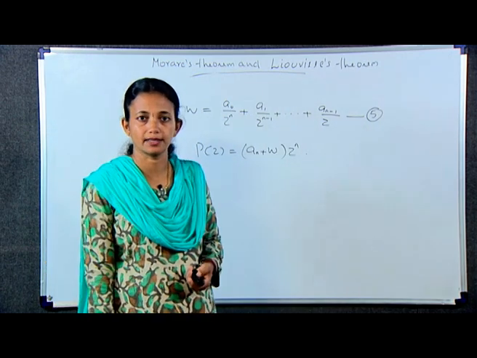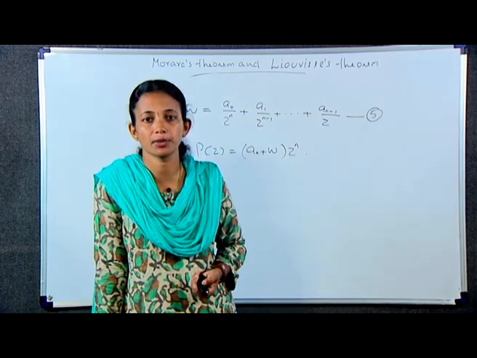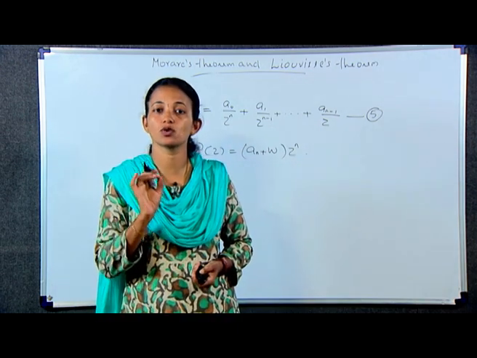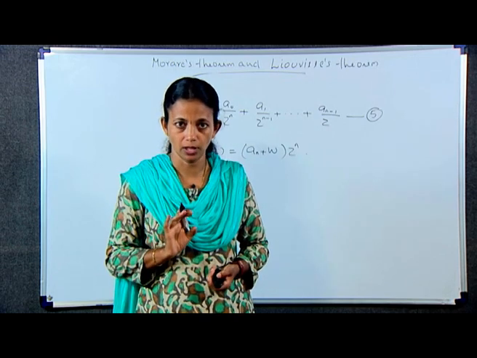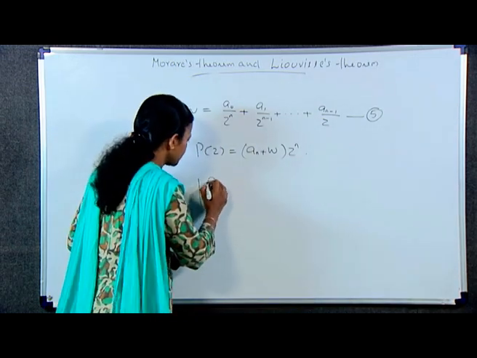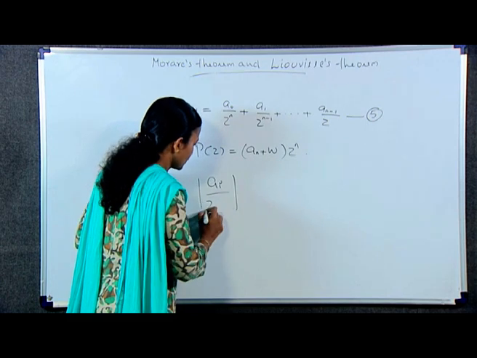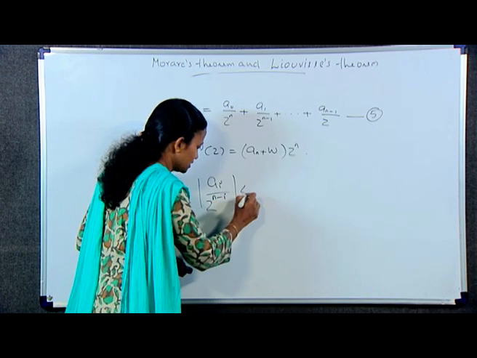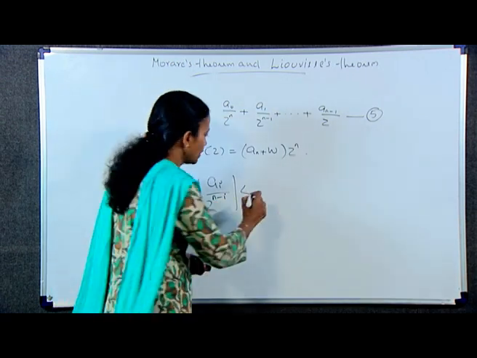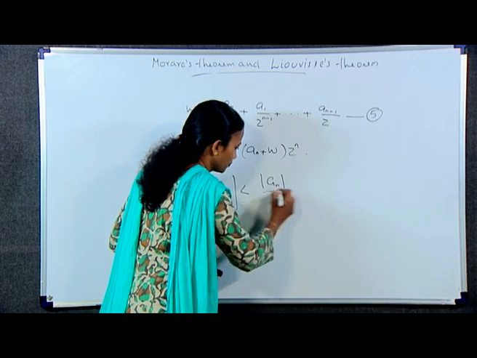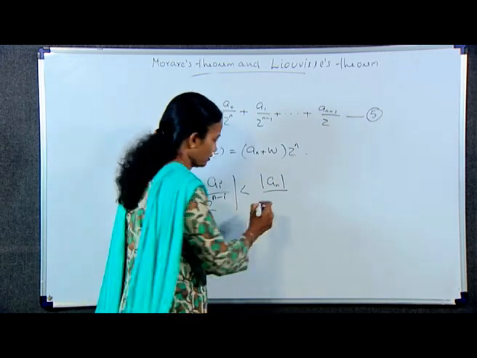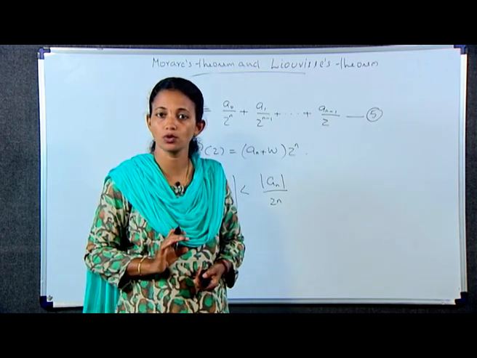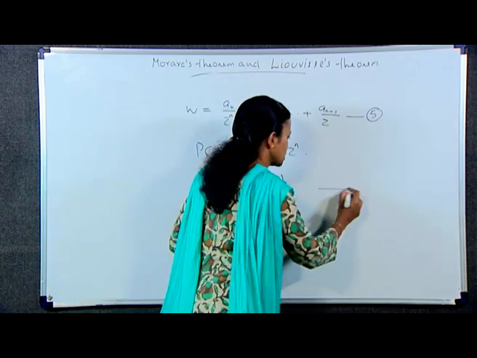We then observe that a sufficiently large positive number R can be found such that for all i is equal to 0, 1, 2, etcetera up to n minus 1, modulus of a i by z raised to n minus i is less than modulus of a n by 2n, for all z with modulus z greater than or equal to R. Equation number 6.